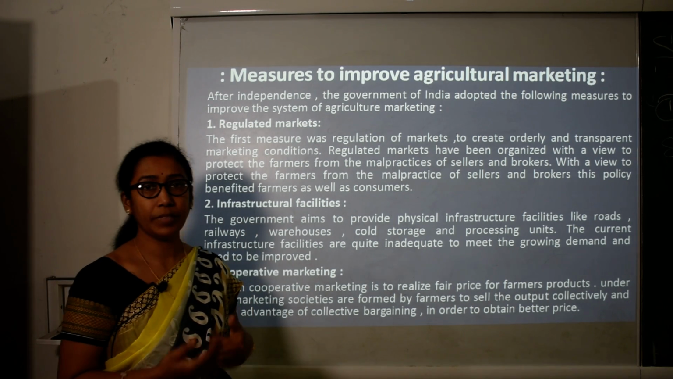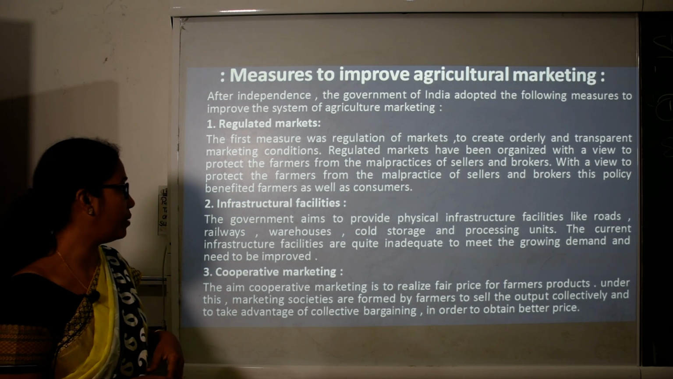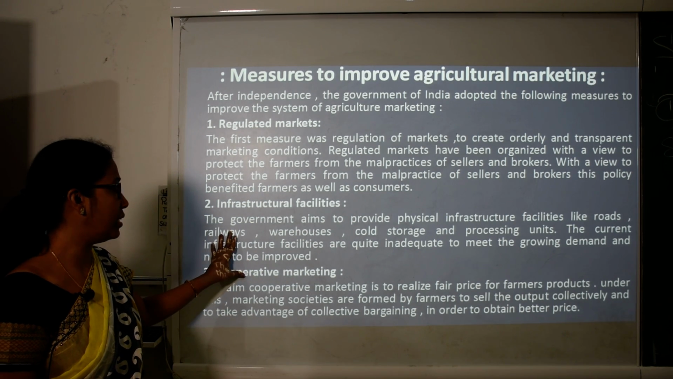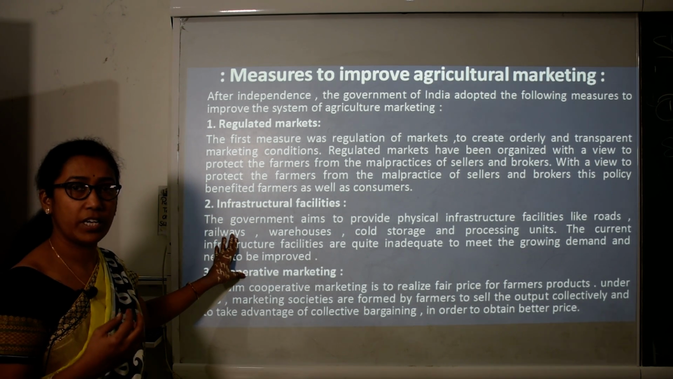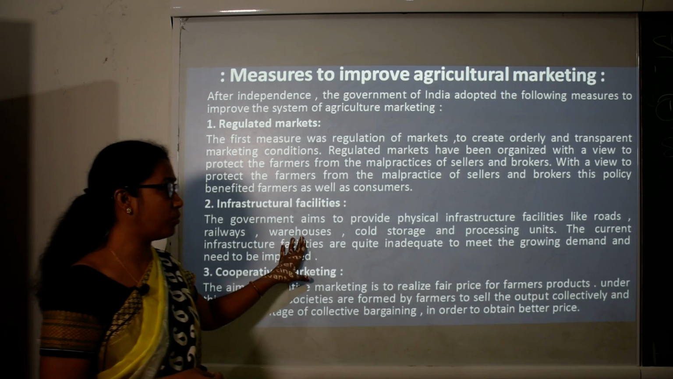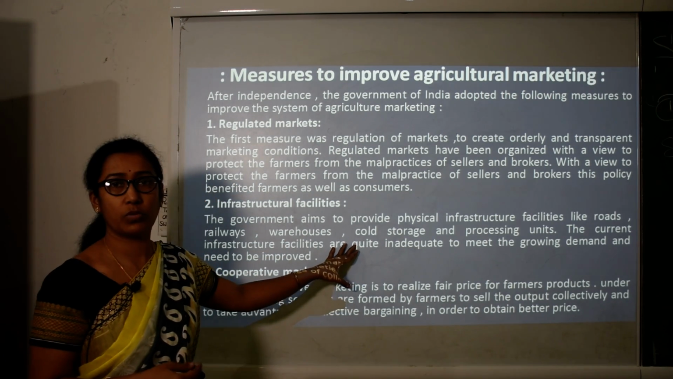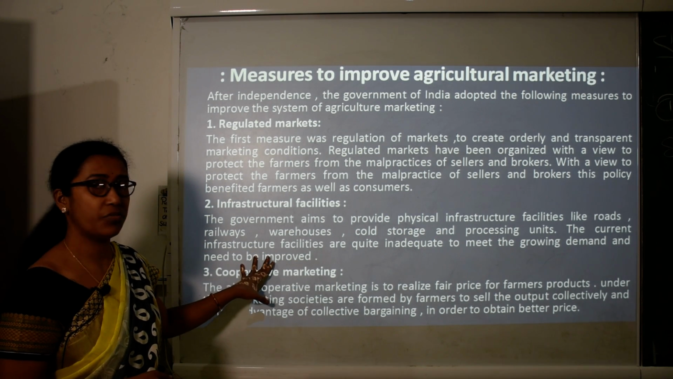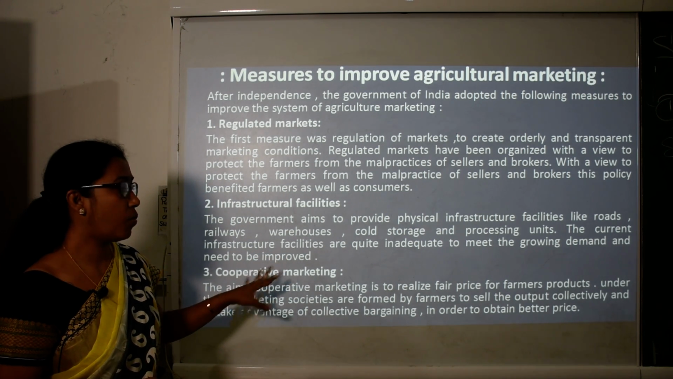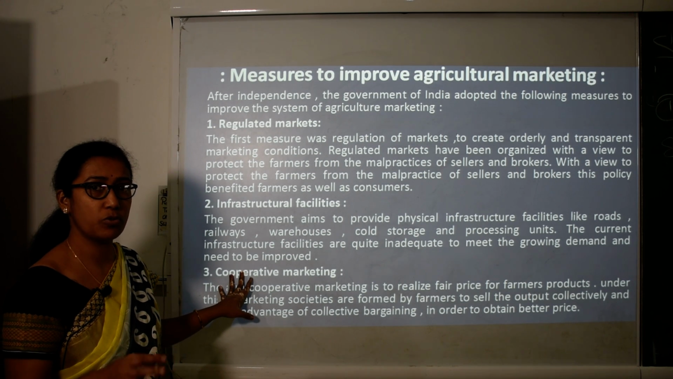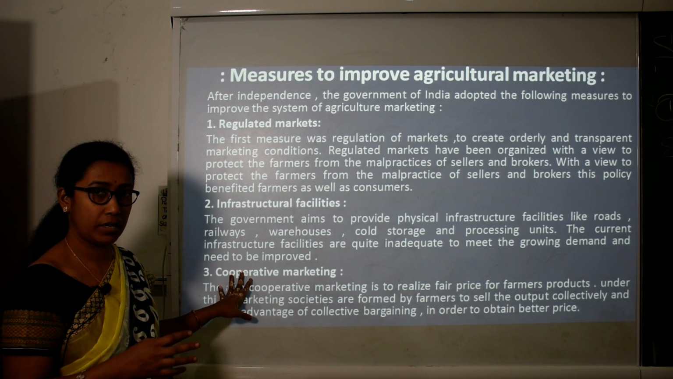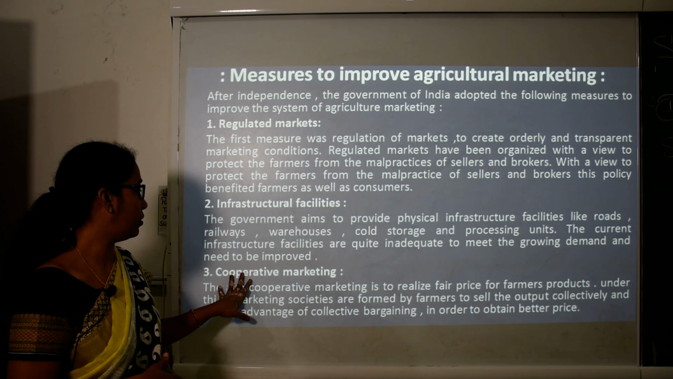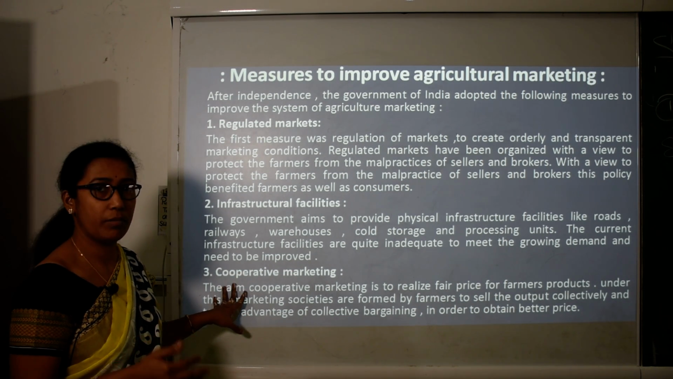Second is infrastructural facilities, which can be improved by providing physical infrastructure like communication, roads, railways, warehouses, cold storage in terms of perishable items, and processing units must be there. The current infrastructural facilities are quite inadequate, not sufficient to meet the growing demands, and need to be improved.